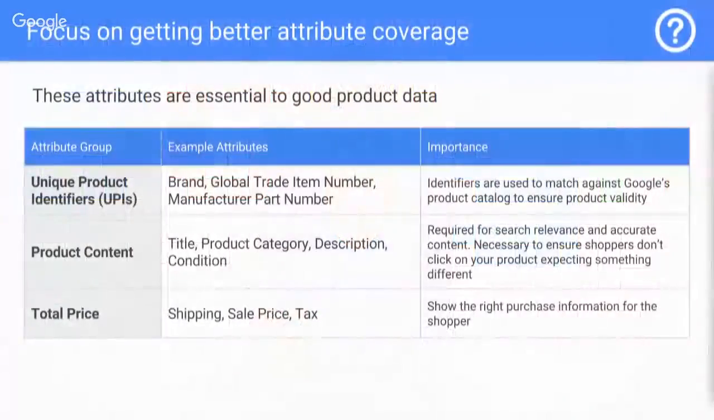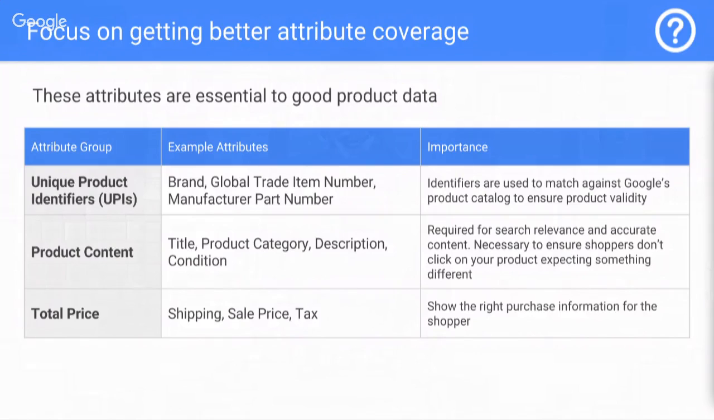They are used to match against Google's product catalog to ensure product validity. So again, this is where you might get into trouble in terms of making sure that the feed is actually matching what you have on the site, and the ad and everything matches up so that Google doesn't disapprove the ad.